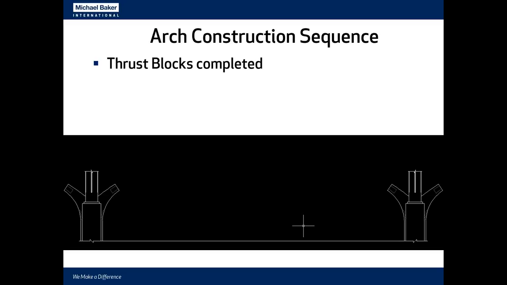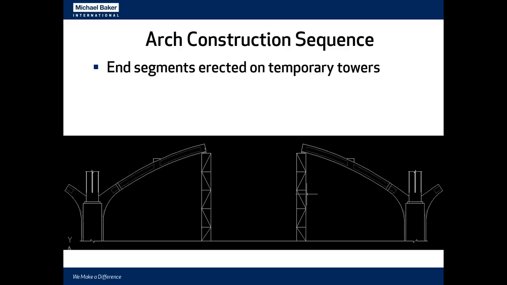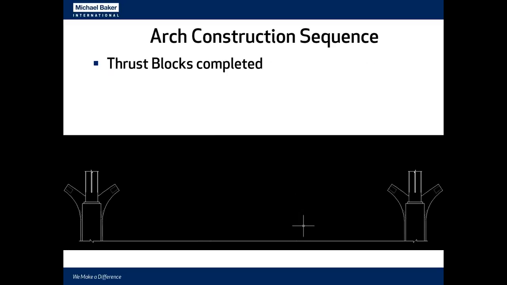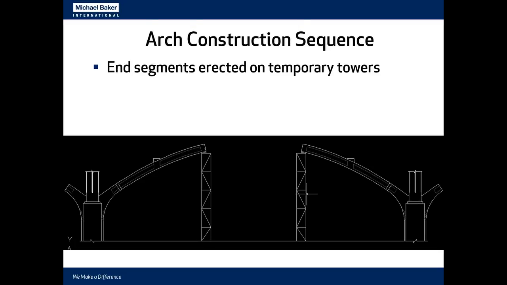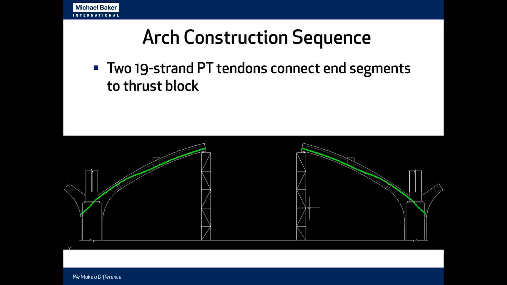So here's a little run-through of the actual construction sequence and how the post-tensioning works that we ultimately designed. Begin by casting the thrust blocks, the end piers, in place. Then we start by erecting the end precast segments on temporary towers. These segments are shipped from the precaster without any internal post-tensioning. They're robust enough for that to happen without cracking.